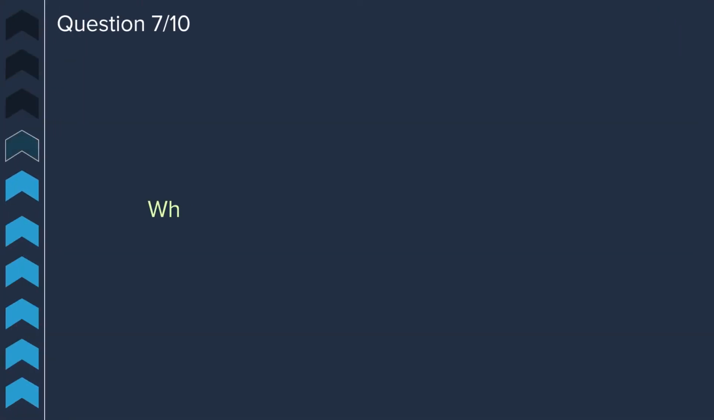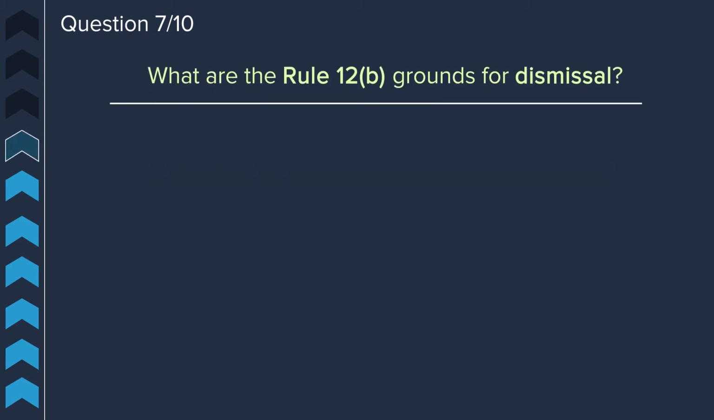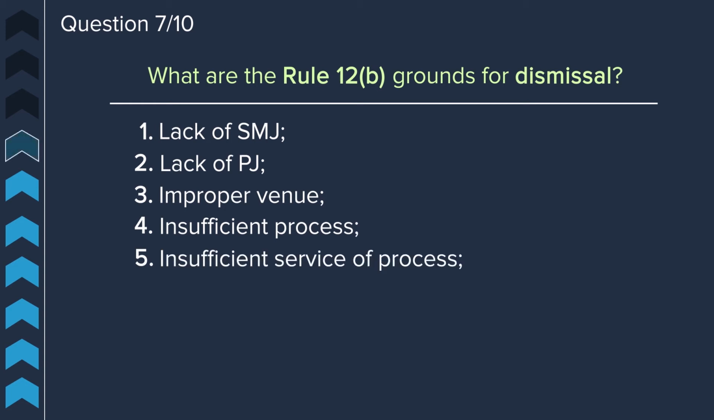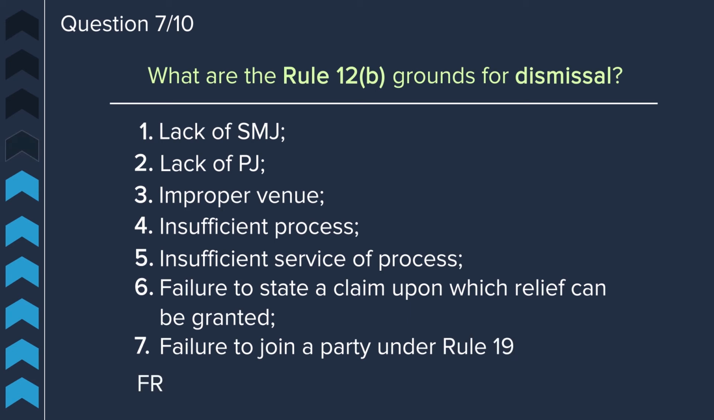Question 7. What are the Rule 12B grounds for dismissal? There are 7. 1. Lack of subject matter jurisdiction. 2. Lack of personal jurisdiction. 3. Improper venue. 4. Insufficient process. 5. Insufficient service of process. 6. Failure to state a claim upon which relief can be granted. And 7. Failure to join a party under Rule 19. And these are in Rule 12B.